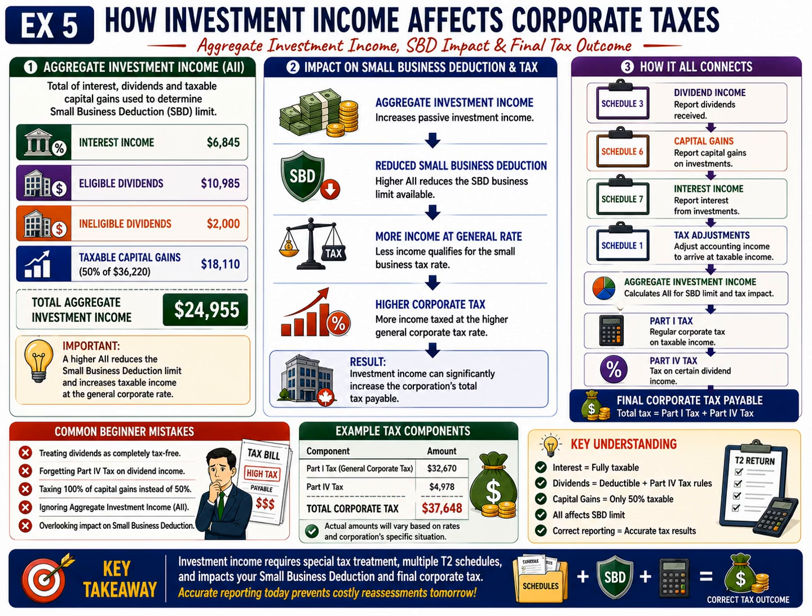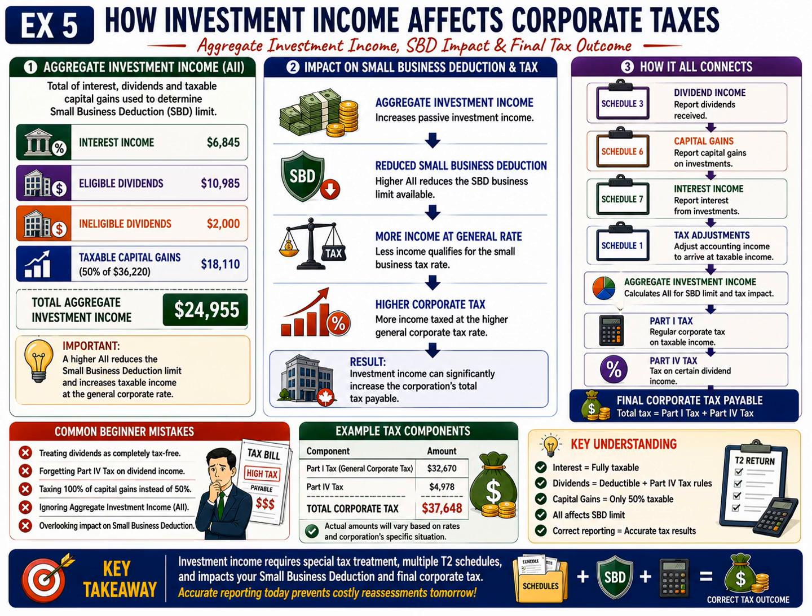As professional accountants prepare corporate tax returns, they review every investment income source individually. Ensure each item is reported on the correct schedule. Verify all tax adjustments. Calculate aggregate investment income. Determine whether the small business deduction is affected. And finally, calculate both Part 1 tax and Part 4 tax before completing the T2 return.